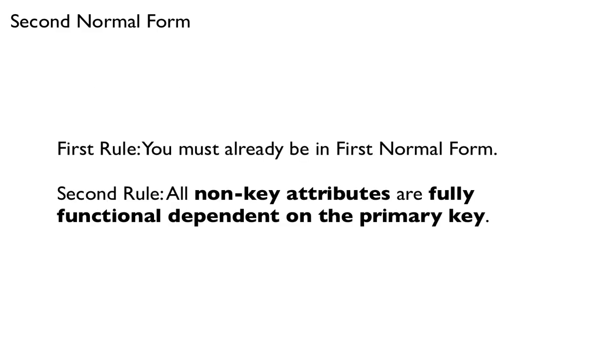To be in second normal form, we have an additional set of rules. The first rule is that your database is already in first normal form. The second rule is that all non-key attributes are fully functionally dependent on the primary key. To understand this, we need to know what a non-key attribute is and what it means to be fully functionally dependent on the primary key.